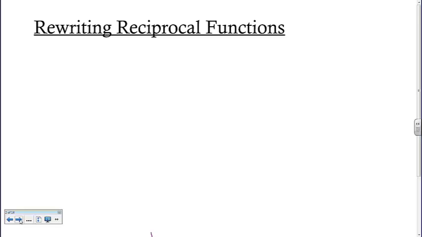Today we're talking about rewriting reciprocal functions. And when I say rewriting reciprocal functions, I mean rewriting them in terms of sine theta and cosine of theta. First, let's review what our reciprocal functions are.